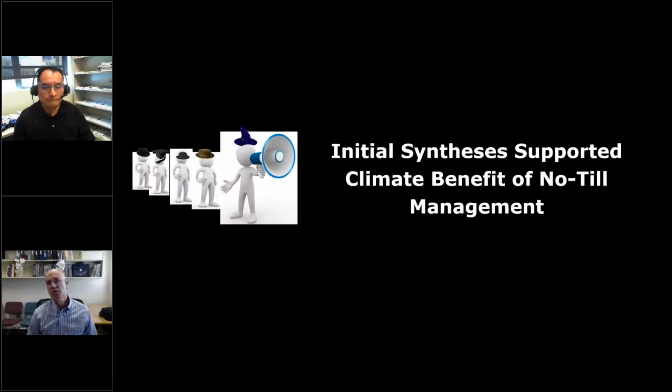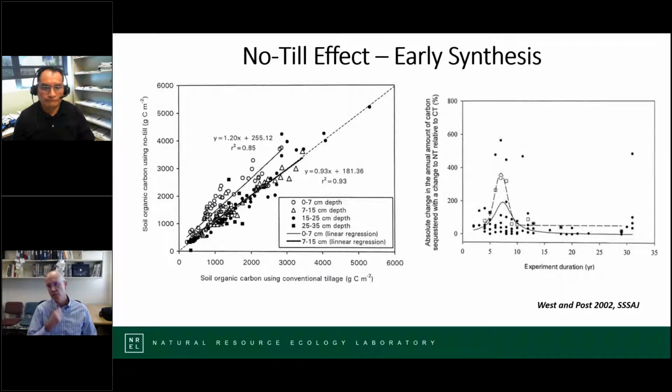Early on, initial syntheses supported the idea that there was a climate benefit, if you will, of no-till management. One of the major syntheses of the time was done by Tristram West and Wilfred Post. If you look at this diagram on the left side, this is the soil organic carbon using no-till on the y-axis and conventional till on the x. Basically, they were showing that there is an increase at the surface of these soils. As you go deeper, there's less change.